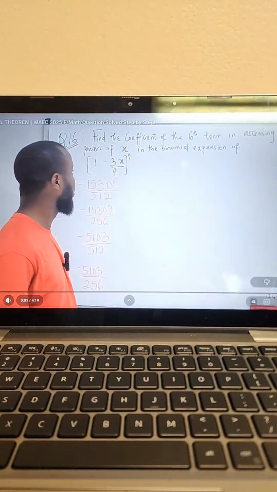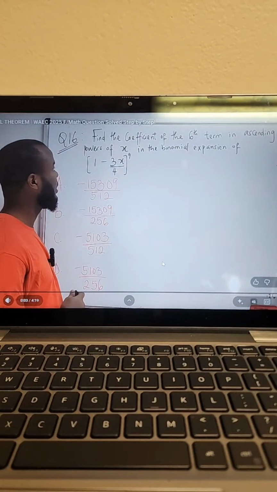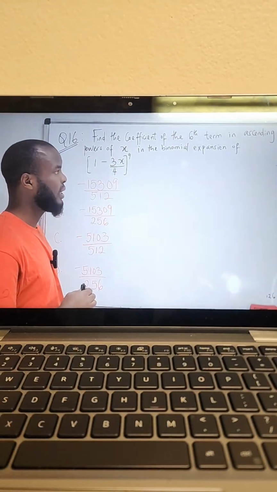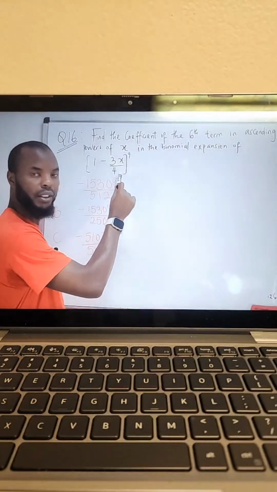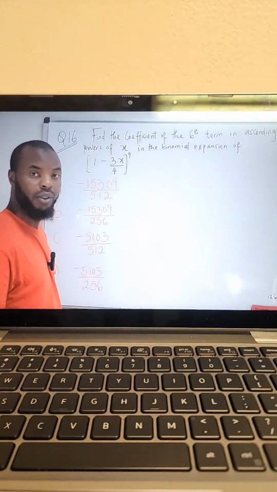Hello viewers. Today we'll be doing question number 16. It says, find the coefficient of the term in ascending powers of x in the binomial expansion of this. And we have the options given to us.